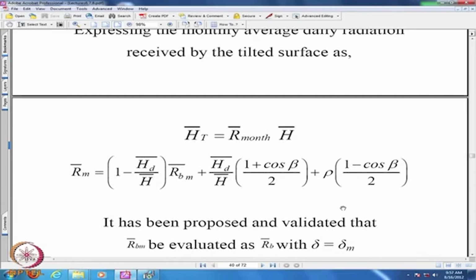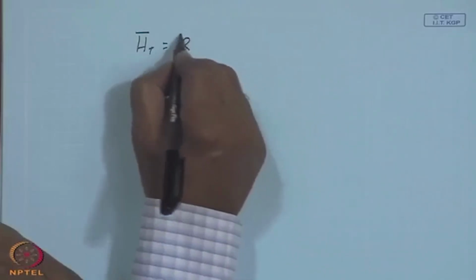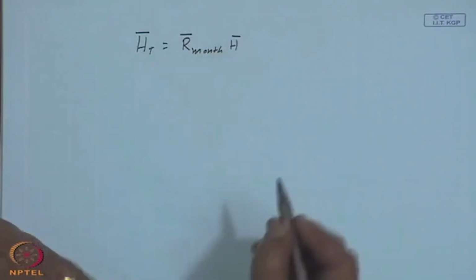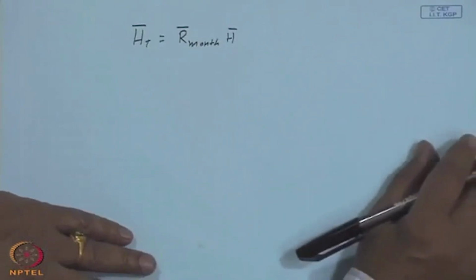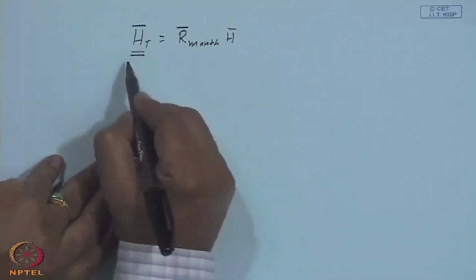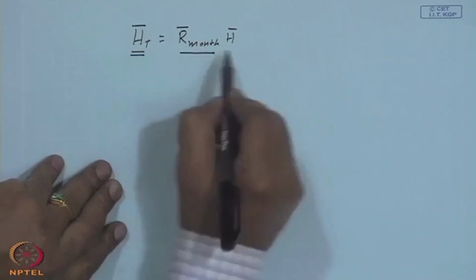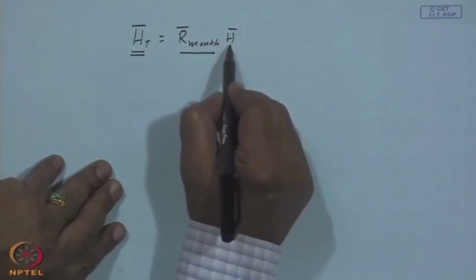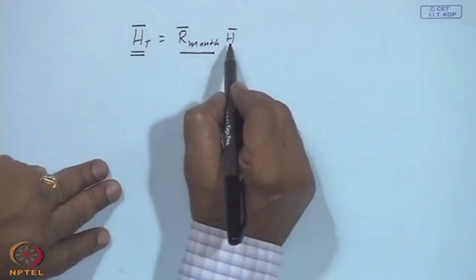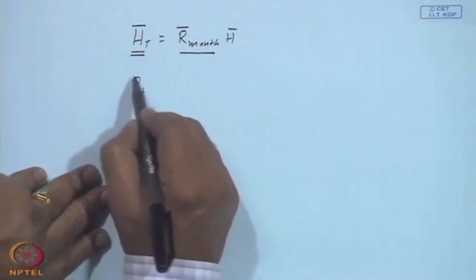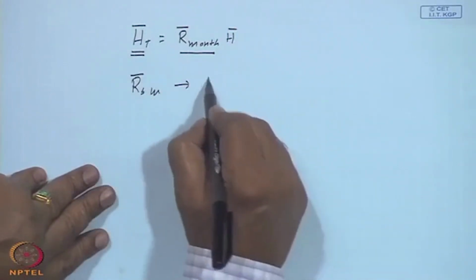So, the overall tilt factor can be expressed as H_T bar is R bar for the month into H bar. That is basically, we are trying to estimate the monthly average daily radiation received by a tilted surface in terms of a single factor multiplied by the monthly average daily horizontal radiation, exactly analogous to the way we have done for the month. However, we noticed that R_B bar for the month is a weighted average.